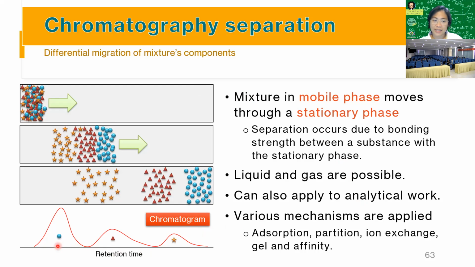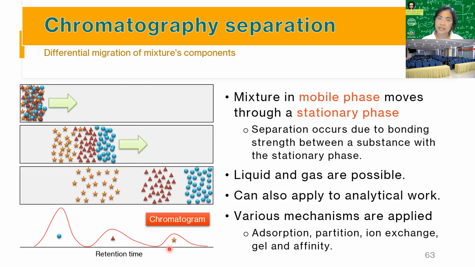If you are doing analytical work, you have probably heard the word chromatogram. It tells you the retention time and the response, which is the curve, for each component. The one that moves fast will come out faster, and it has a lower retention time. The red is the second peak. The third is the yellow, the third peak. That type of thing is in chromatography separation.